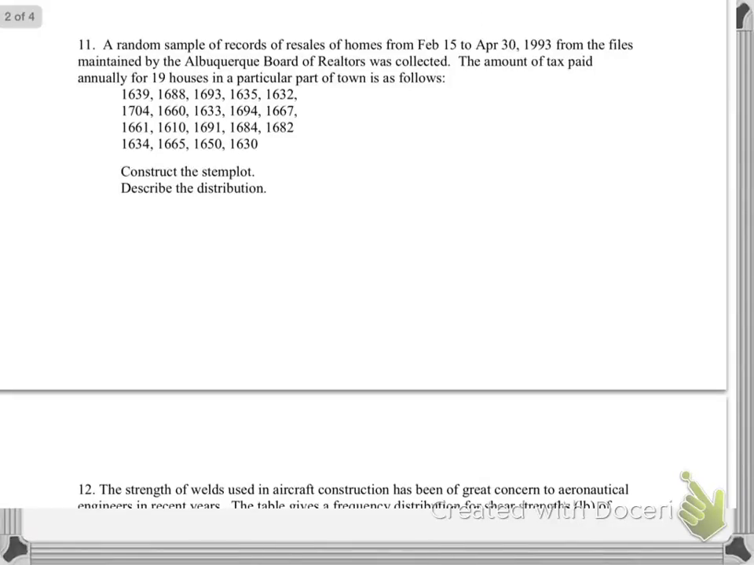Okay, so let's start this again. I'm going to find my min. Oop, I wrote two i's in min, and then my max. Is it 1630, 1610? And my maximum is 1704, I believe. So remember, we only have one digit.